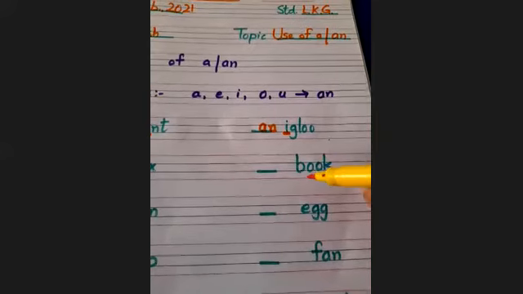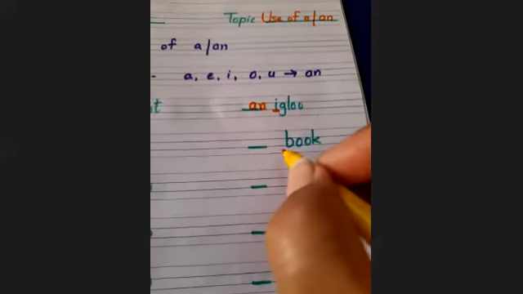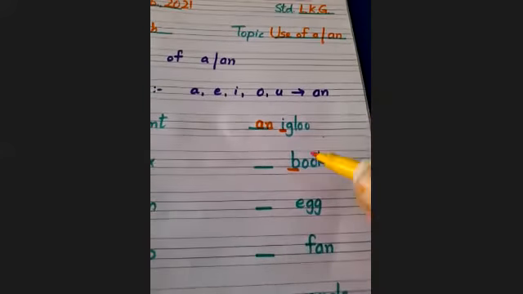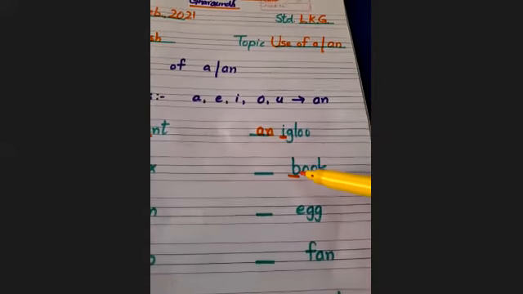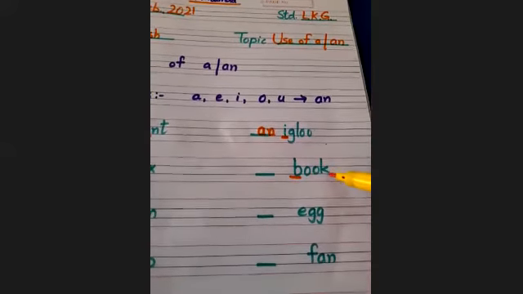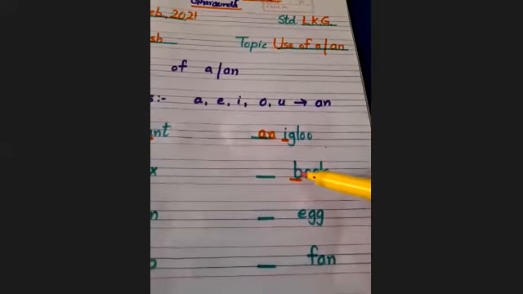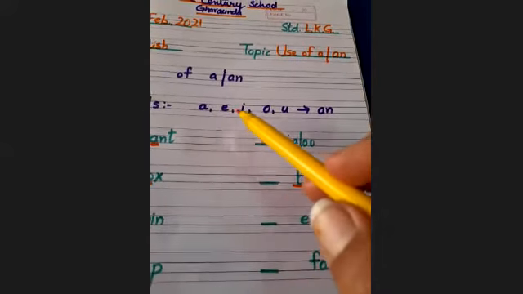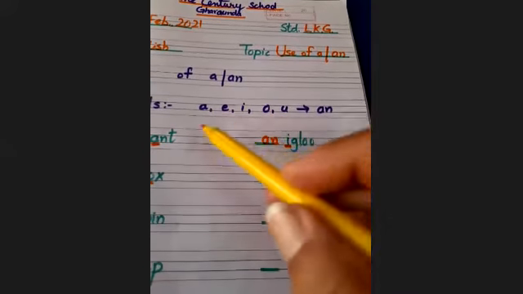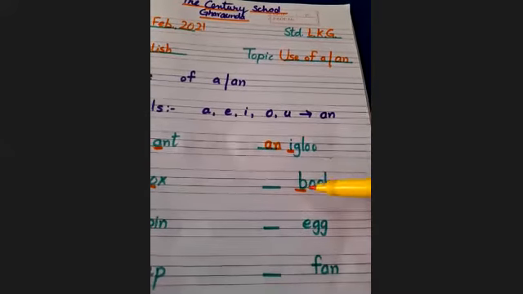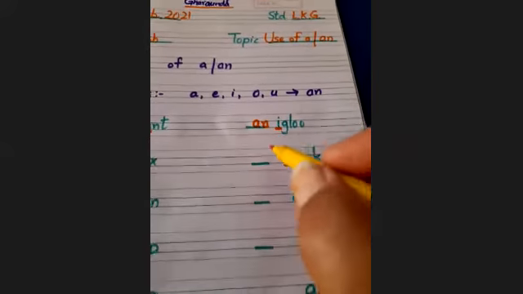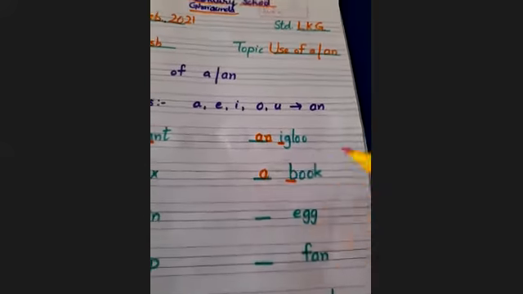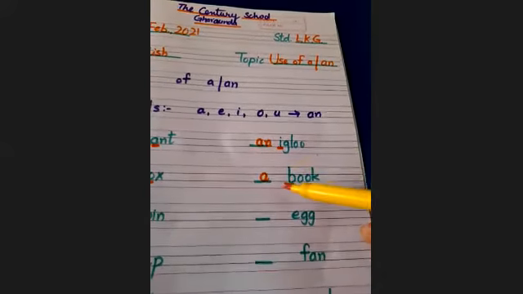Our next letter is B. The word is B, double O, K, book. B is not a vowel. A, E, I, O, U. These are five vowels. B is not a vowel. So we will write here A. A book.